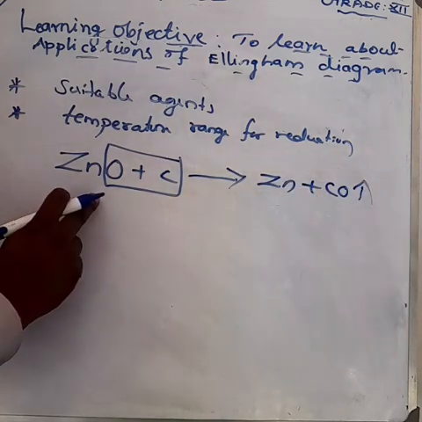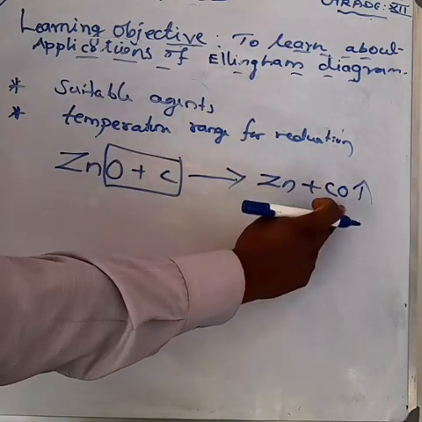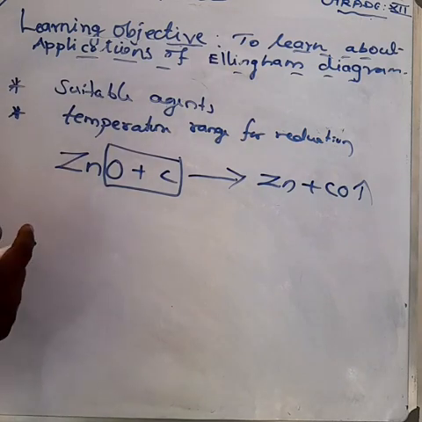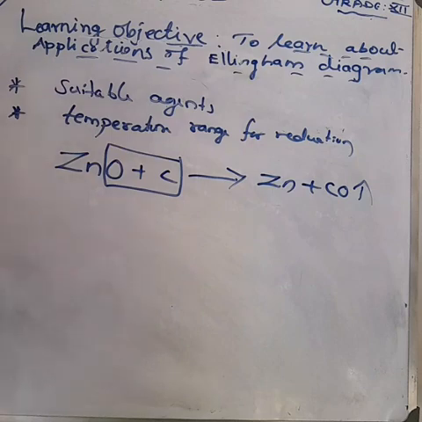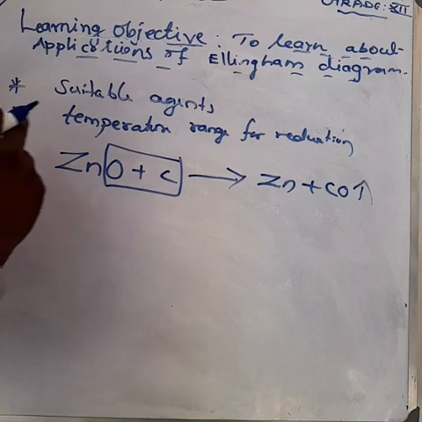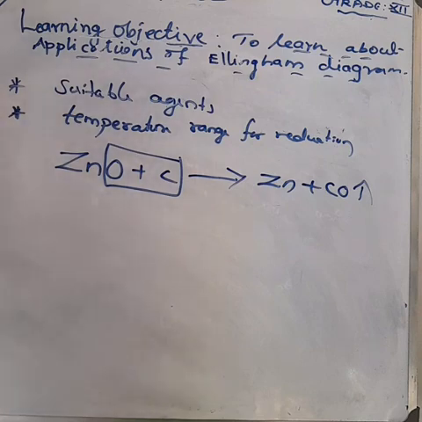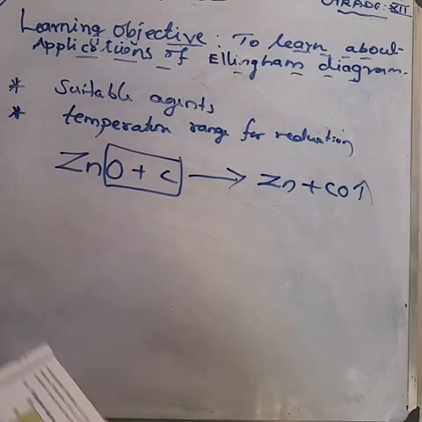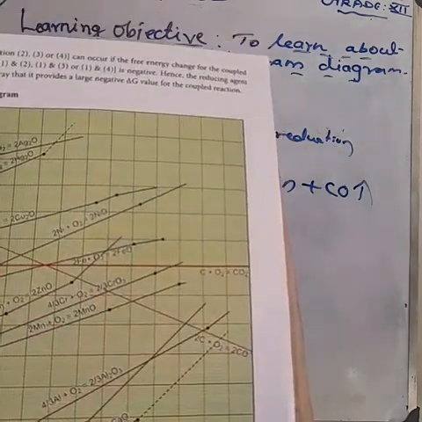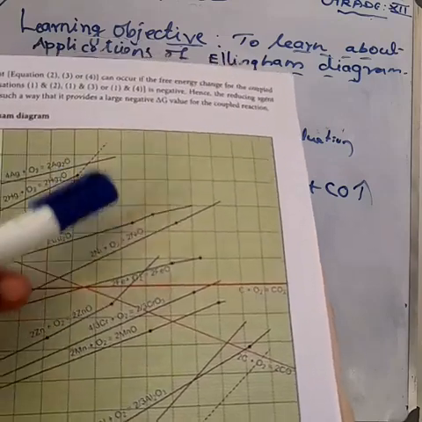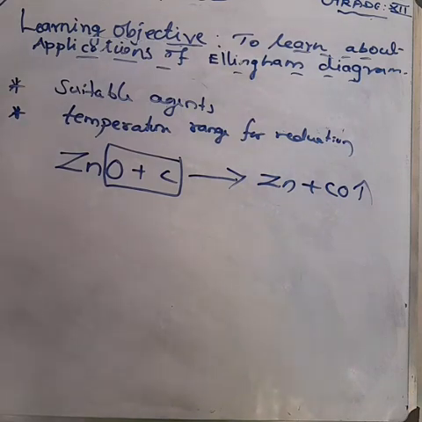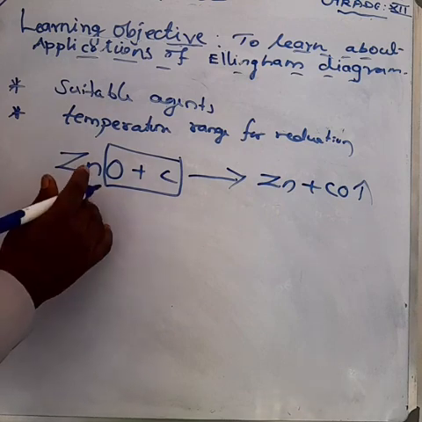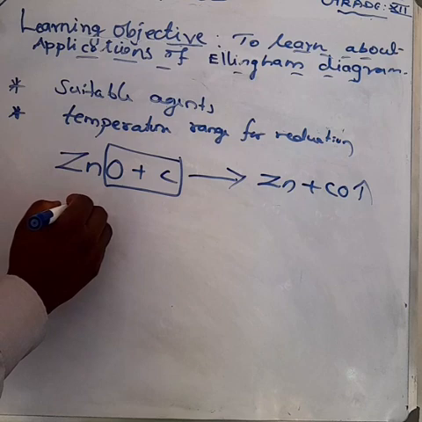Here zinc oxide is unstable compared to carbon monoxide, so the reduction is possible, and we get zinc metal. Am I right? As per the graph, we can see a number of metals with a positive slope. First I am taking two metals, silver oxide and mercury oxide. These metals lie on the upper part of the diagram. Am I right?